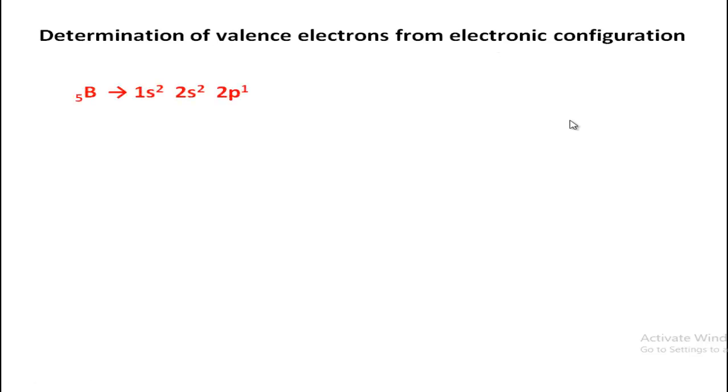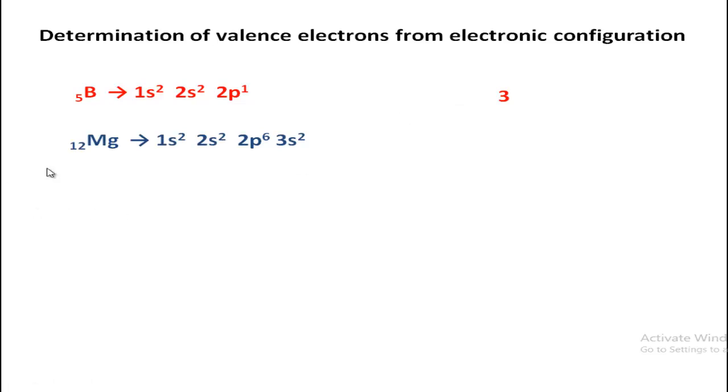Follow the example, boron. Electron number 5 and electronic configuration will be 1s², 2s² and 2p¹. So what will be the outermost shell here? Second shell. Follow the electronic configuration. Second shell is the outermost shell of boron. And here in the second shell, 2 and 1, that is 3 electrons present. So its valence electron number will be 3.